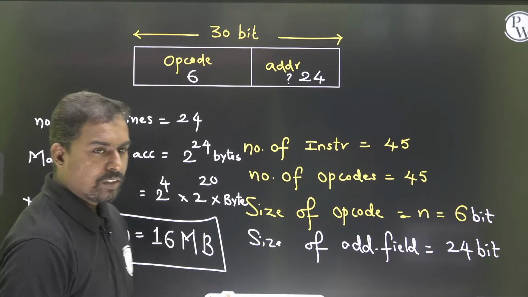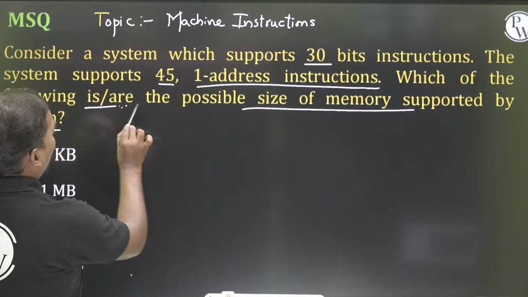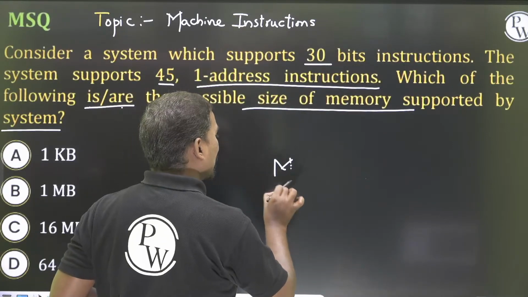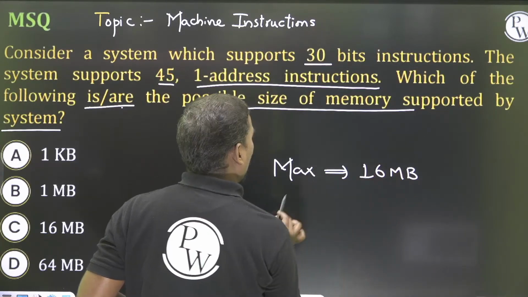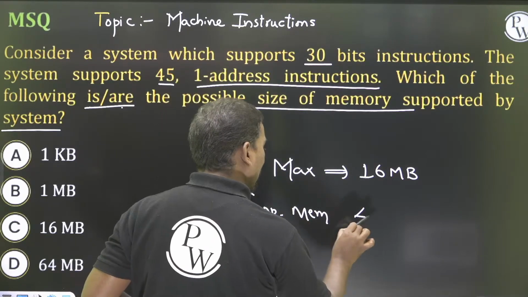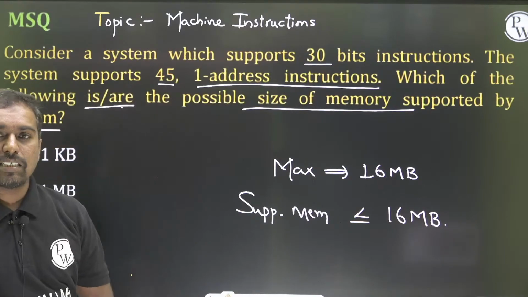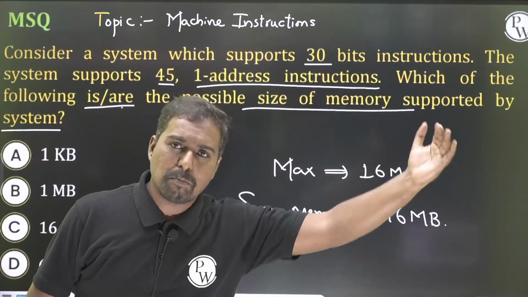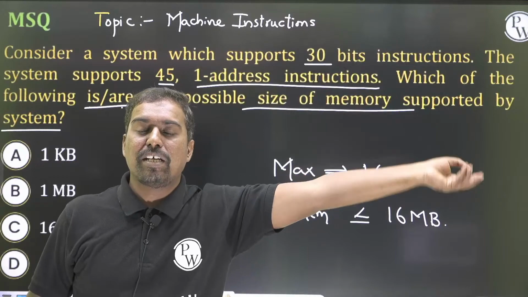Am I right or not? So what is the right answer here? The question is: which of the following are the possible sizes of the memory supported? The maximum is 16 MB, so the supportable memory is less than or equal to 16 MB. It can access 1 MB, 2 MB, 3 MB, 4 MB, 5 MB, 10 MB, 12 MB, 14 MB, 16 MB. It cannot access 24 MB, and it cannot access 32 MB.